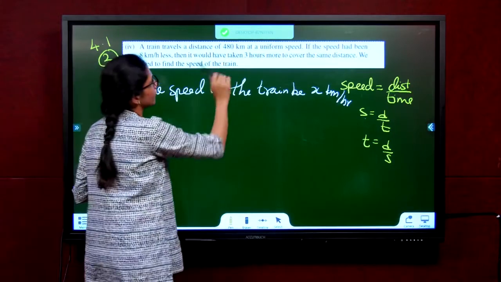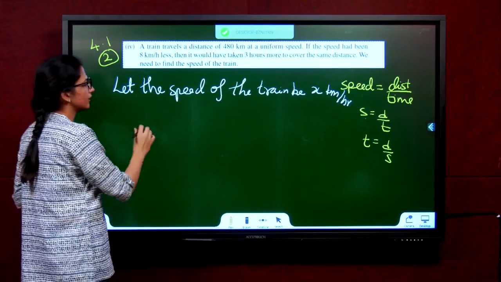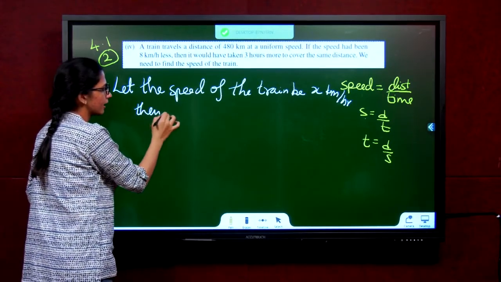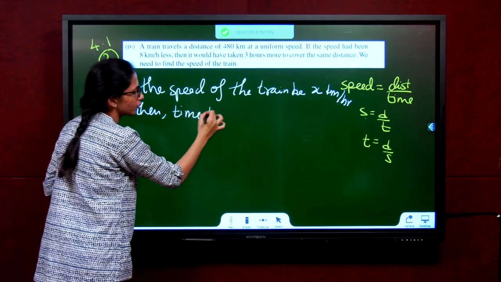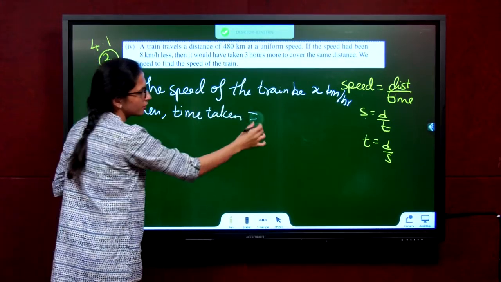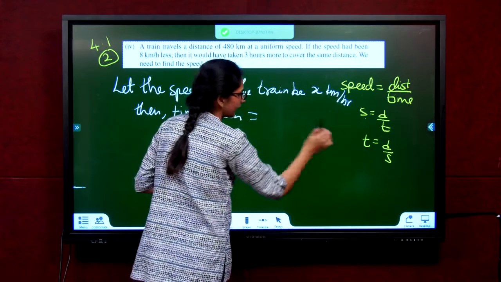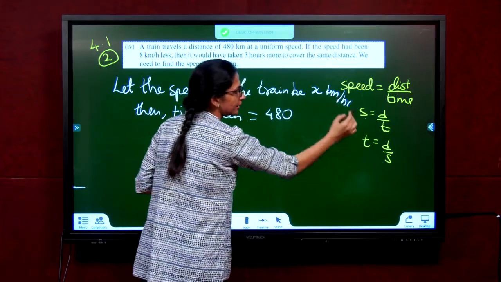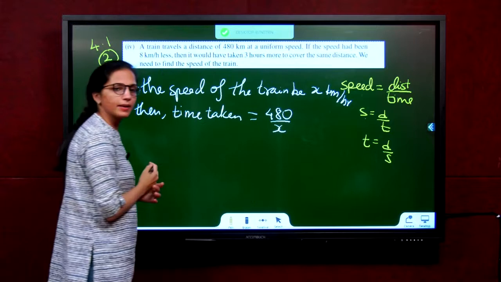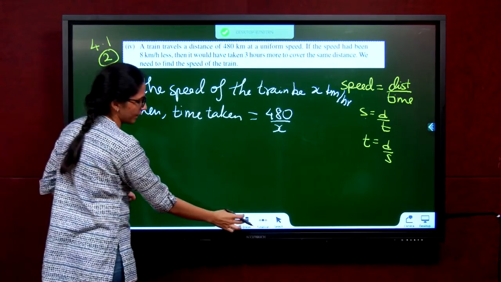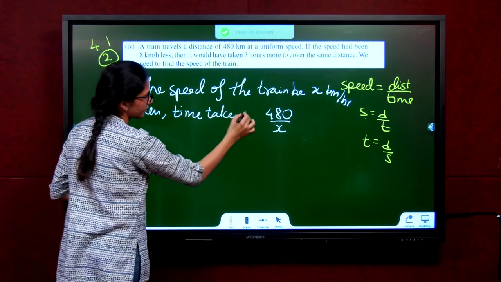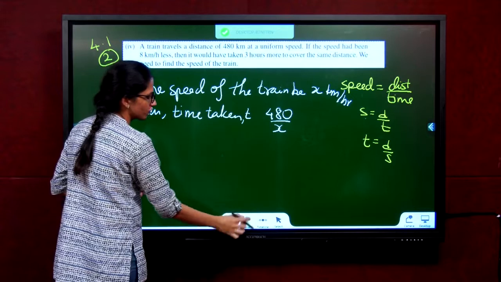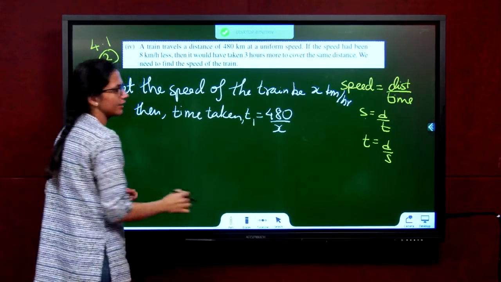What is the distance given? 480. So what will the original time be? How much is the time taken for the train to travel? Distance is 480 and the speed is x. 480 by x. This is the original time. Let us name this original time as t1 just for easy understanding. So t1 is 480 by x.